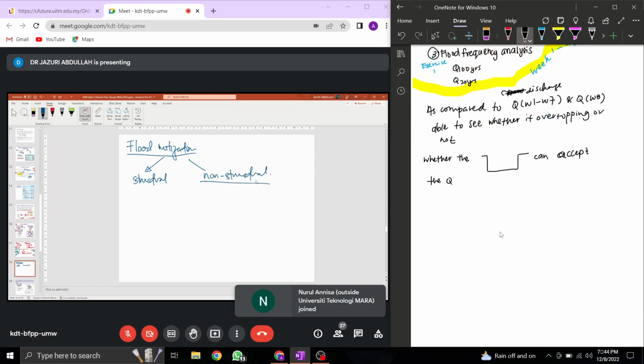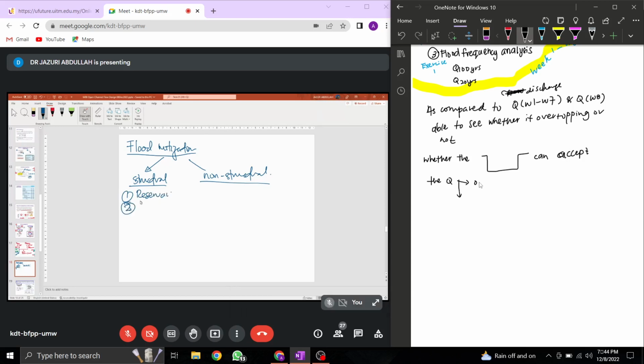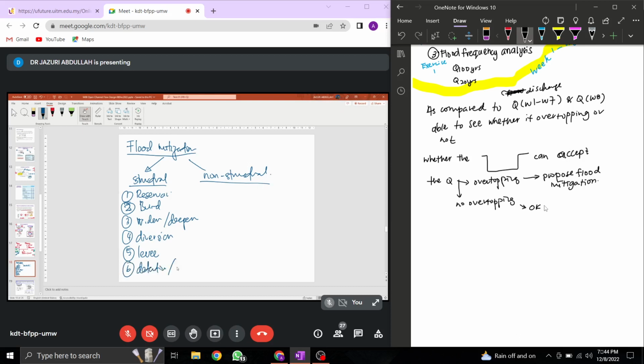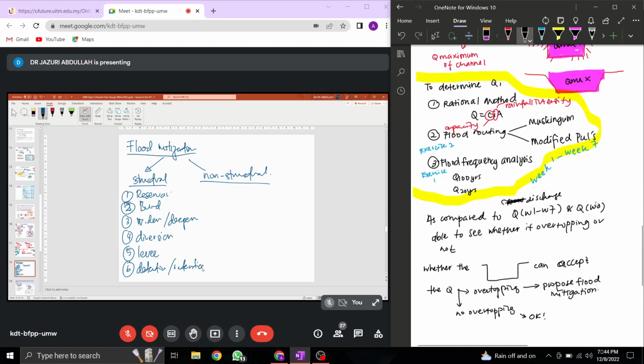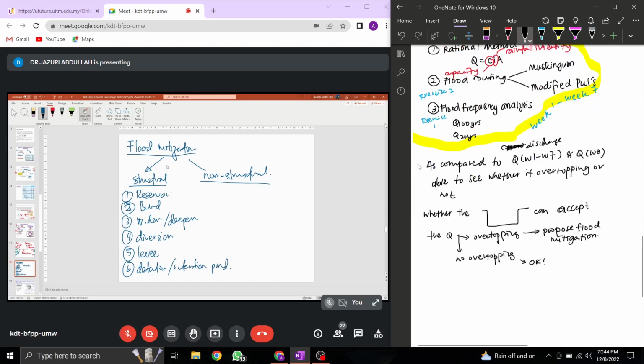Okay, so jadi kalau kita tengok structural measures ni, contohnya we can go with the reservoir, and then kita boleh tinggi kepada ban. So we can also go with the widen, deepen. So we also can go with the diversion. So we can go with the levee. Okay, levee and ban is the same thing, and then we can go with the detention. Okay, so this is talking about structure.